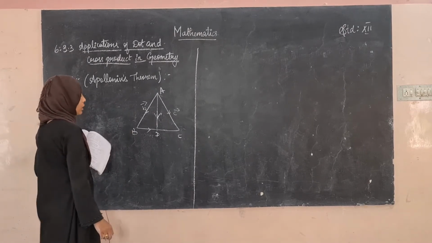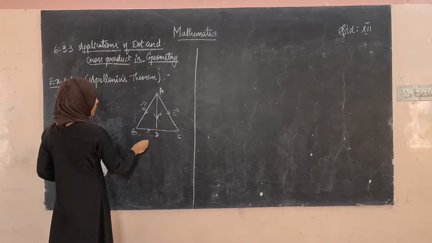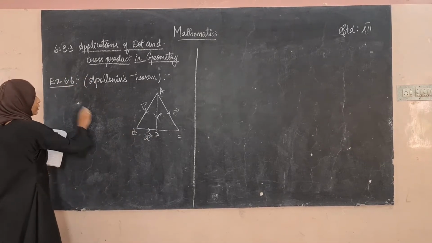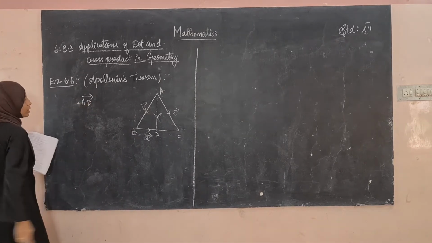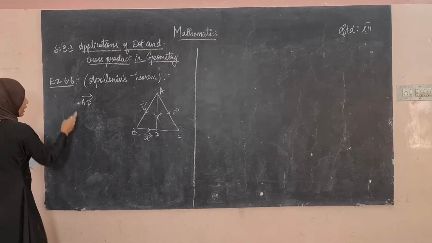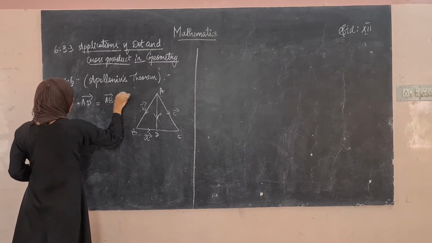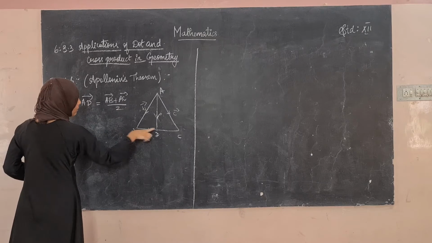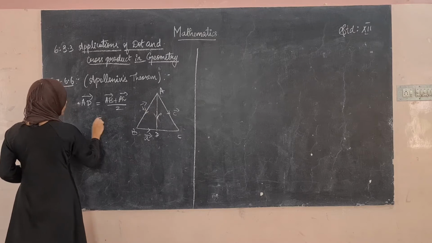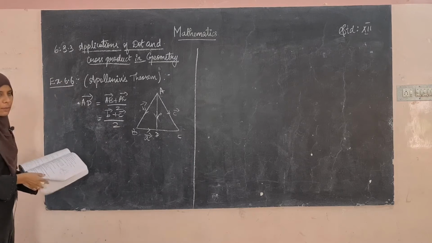Okay, so first we have to write the given terms. ABC is a triangle. In this the vectors are AB vector is given by B vector and AC vector is given by C vector and BC vector is given by A vector. They have given D is the midpoint. Okay, so AD vector will be in this direction. Since D is the midpoint, AD vector is given by AB vector plus AC vector divided by 2, that is, BC vector divided by 2, which is equal to B vector plus C vector divided by 2.